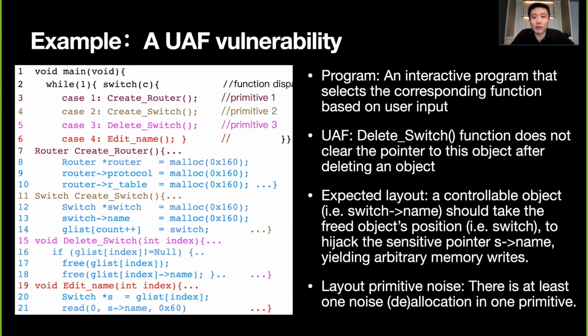In this example, there is a UAF vulnerability. You can see that the delete switch function did not clear the pointer, which is used to exploit the UAF vulnerability. The expected layout is placing controllable objects at the freed object's location, so that the sensitive pointer in the freed object can be controlled, creating an arbitrary memory write primitive.